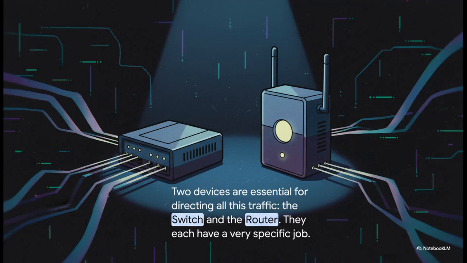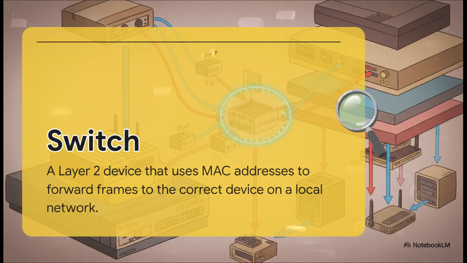So who or what is directing all this traffic? Well, along this logical path, there are two key players we absolutely have to talk about: the switch and the router. These are the traffic cops of the network, and they each have a very specific, very important job. Let's start with the switch.